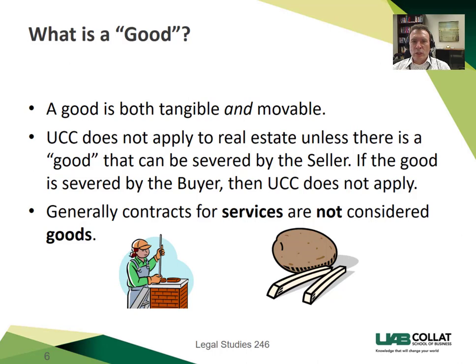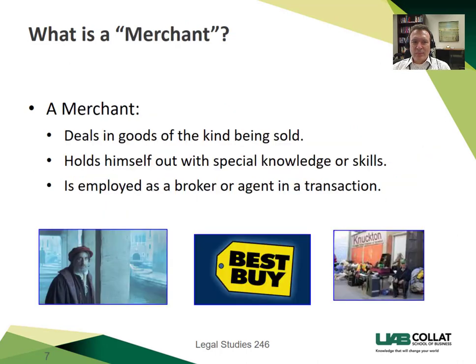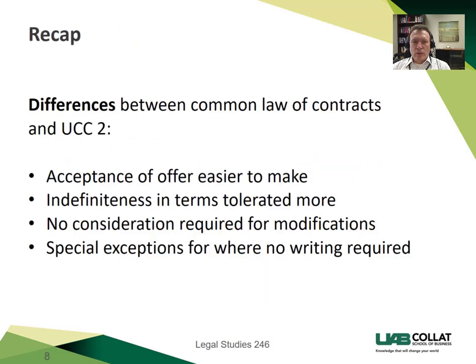So we need to know what a good is. Pause, look at this, and make sure you understand that when we are looking at that. Usually a tangible thing that is movable. The Uniform Commercial Code also only applies when there is a merchant involved, usually the merchant selling it. So someone selling something at a garage sale is probably not a merchant. Someone who is selling at a garage sale is not in the business of selling what we call goods.